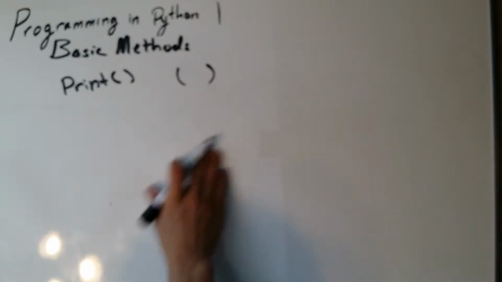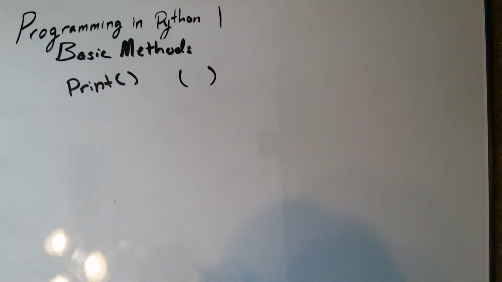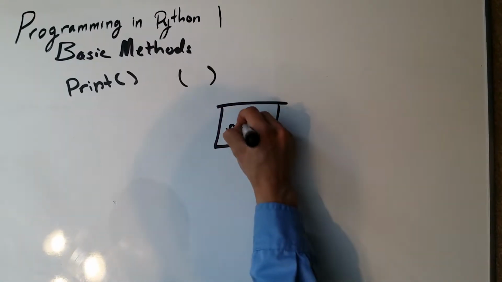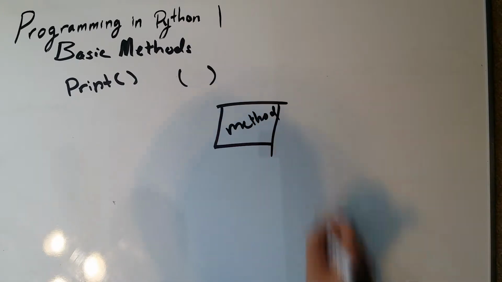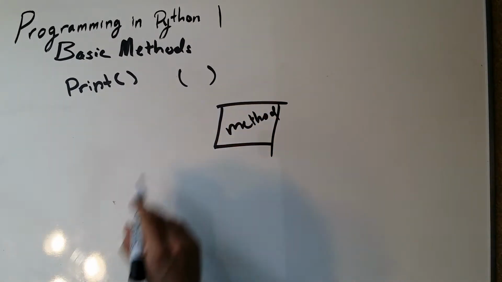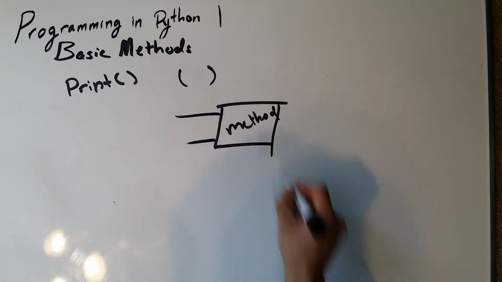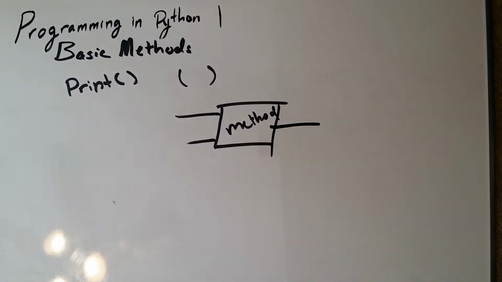Now, there are a few other methods. I want to talk about what these parentheses are. These parentheses are for what are called parameters. Parameters are things given to the method. So think of a parameter like, here's your machine. We'll call this our method. Now this method needs one variable and it needs another variable. And it's going to give us out something, or it's going to do something.